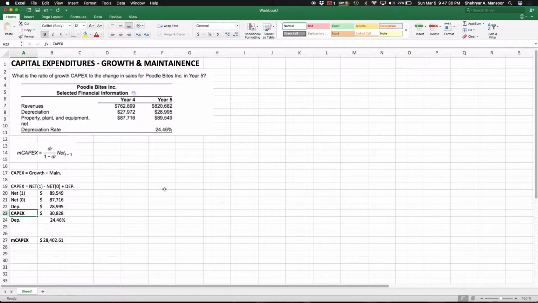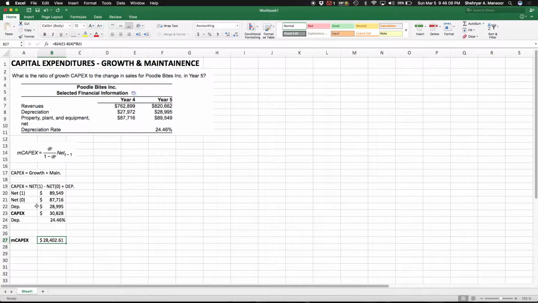So now, just to be clear, we have two different numbers that we calculated here. We calculated capital expenditure and we calculated maintenance capital expenditure. So if total capex is 30,828, we know that 28,402 of that is actually just maintenance. So if you spent 30,000, 28,000 of that was just spent on maintaining the existing investments that we already made in capex, like repairs, fixing up old equipment, stuff like that.